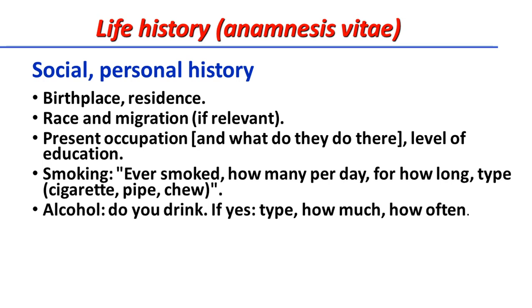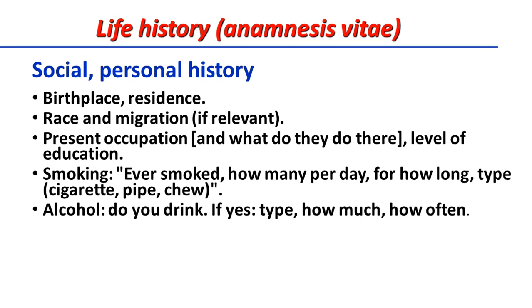After collecting the anamnesis morbi, history of disease, you should go on to collect anamnesis vitae. This is the history of life of the patient. Anamnesis vitae starts from detailization of social and personal history like birthplace and residence, race and migration if relevant, present occupation. It's very important because sometimes occupational disorders may develop.